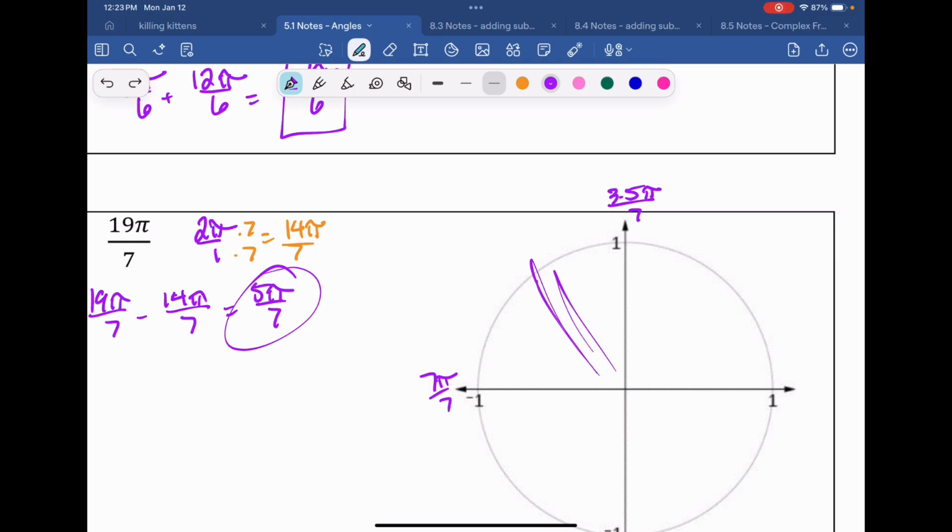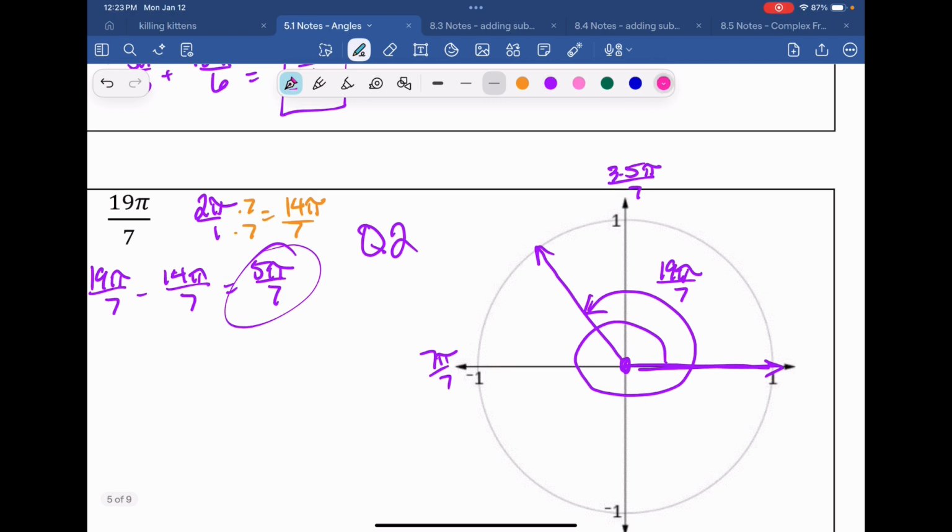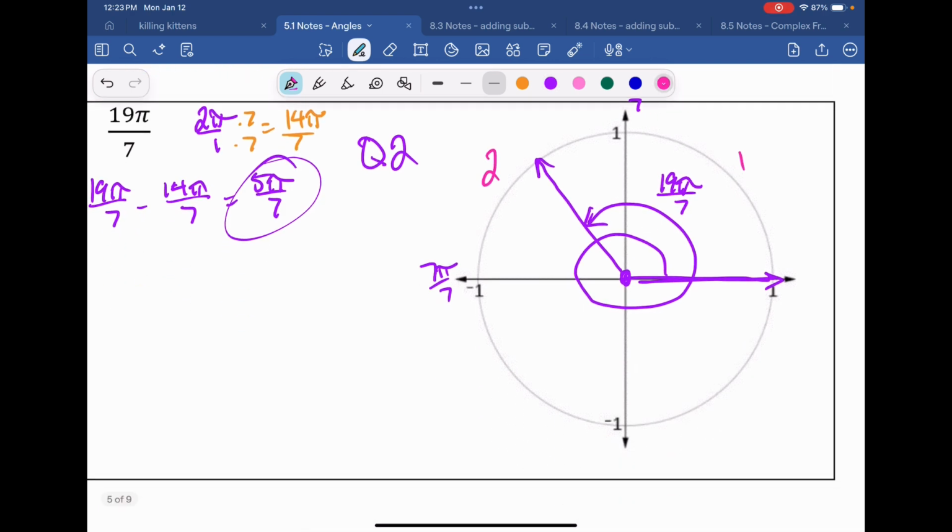Let me erase it. Okay. So initial side, terminal side. I don't know where in there it is, but I know it's in there. So this terminates in quadrant 2, all the way around, plus that little bit more. Okay, remember your quadrants. 1, 2, 3.